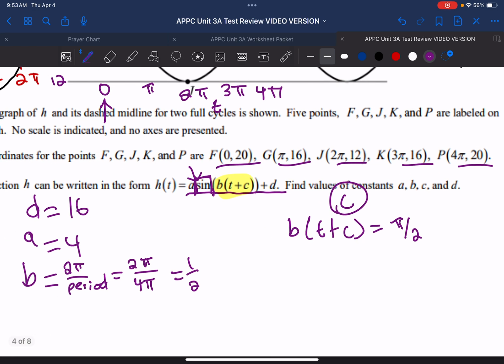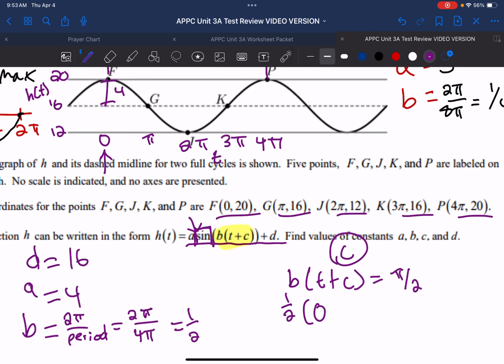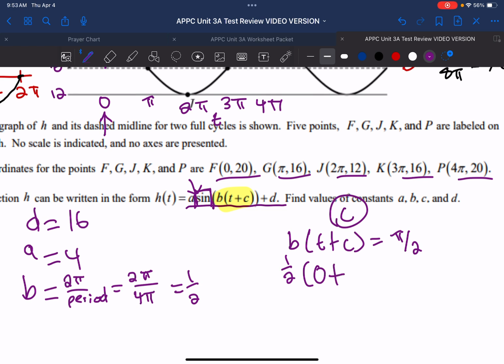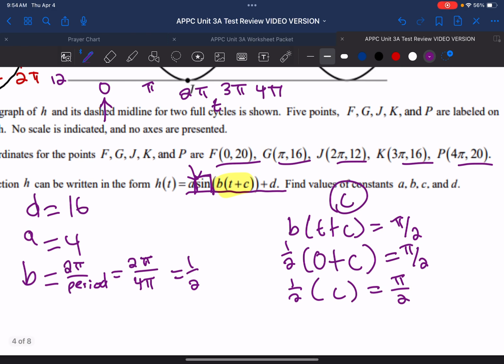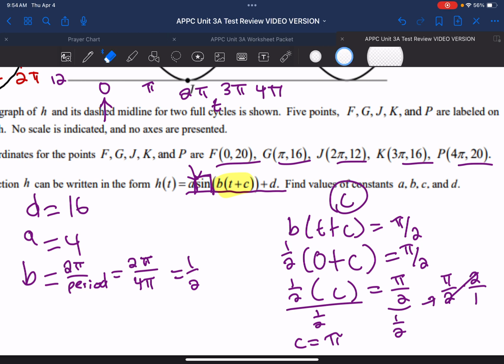So my B value is what I just found, 1/2. My t value in this case is 0, plus c, equals pi over 2. 0 plus c, I'm just going to simplify that really quick. You don't have to normally. I just like to get rid of that. And then I can divide by 1/2. Keep, change, flip. Pi over 2 times 2 over 1. That'll give me pi over 1, which is just pi. So C is pi. So here I found all my values. C is pi. B is 1/2. Boom.